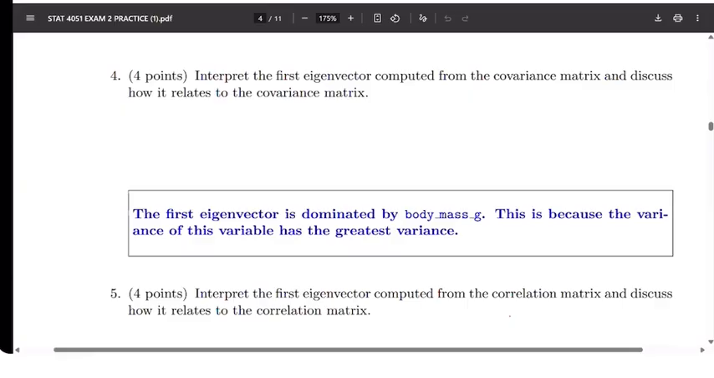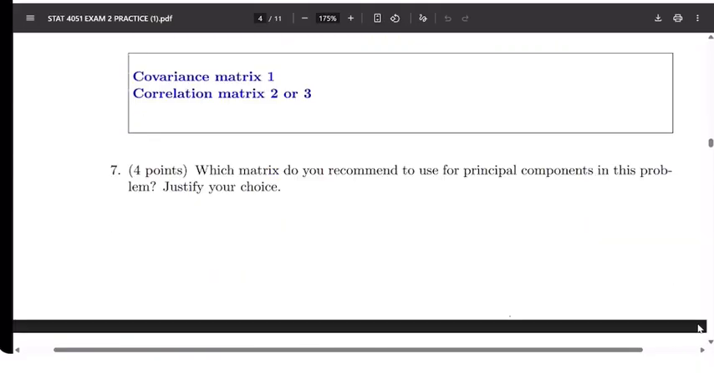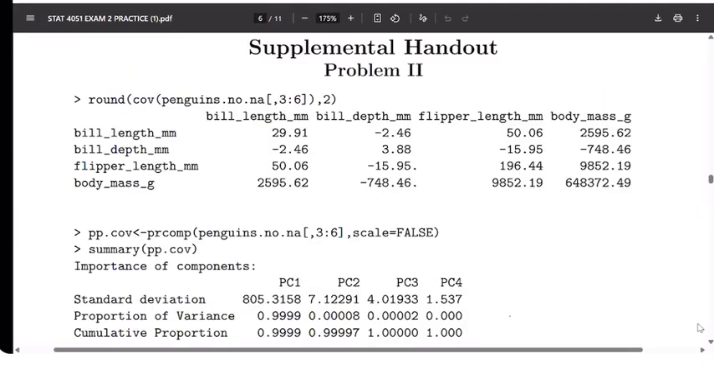Okay, interpret the first eigenvector computed. I'm actually going to go to the PC1 column and I want to interpret. My interpretation is actually going to be based on the feature. Don't forget, the principal component is a linear combination of the features. I said body mass dominates. How do I know body mass dominates? I'm actually going to go to the output, to the PC1.